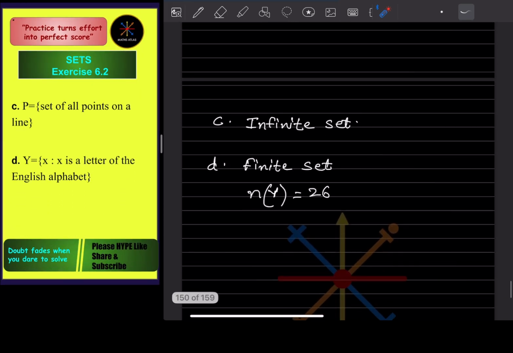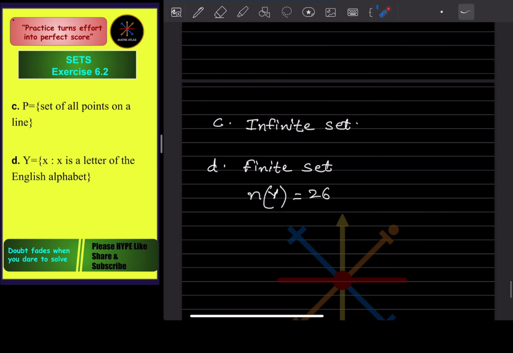So the C1, set of all points on a line. We can see on a line there will be so many points. That will go on; we can take as many points as we want in the set. So it is going to be an infinite set.